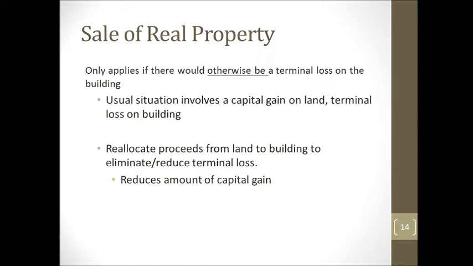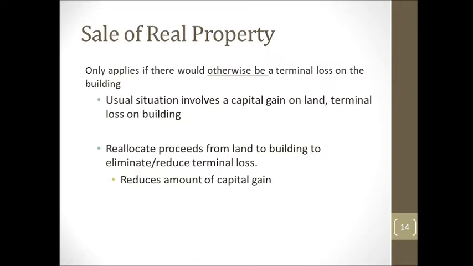allocated to the land and what amount of the sales price should be allocated to the building. Now, without any special tax rules in place, there could be an incentive to allocate a larger amount to the land, which would create or increase a capital gain, of which only 50% is taxable, and therefore there would be a lesser amount allocated to the building. And because the building is a depreciable asset, that could potentially create a fully deductible terminal loss.